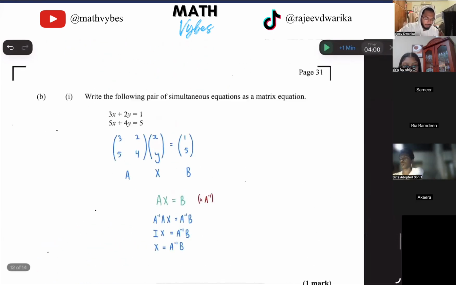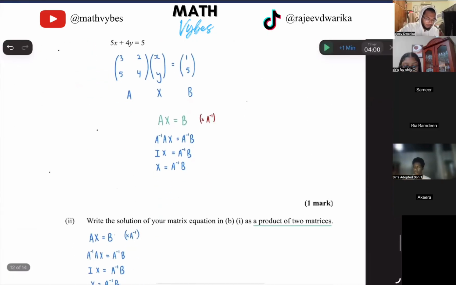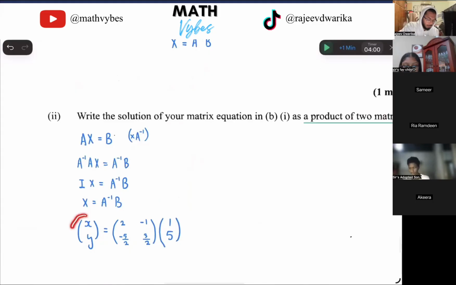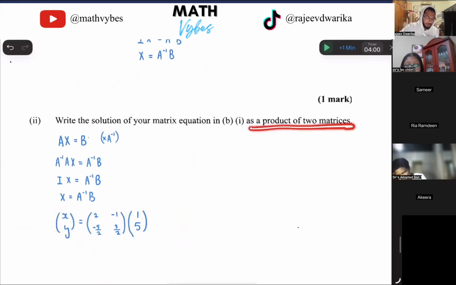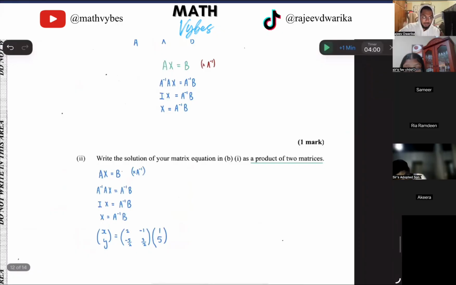And earlier in the question, we actually found A inverse, and we know that B is 1, 5. So I wrote that over here. So this is my solution, and to find the solution, I need to multiply A inverse by B. That's what they mean by a product of two matrices. This is one matrix, and this is another matrix, and then multiplying them. Are you sure you understand 100%? Yeah, I understand. Okay.